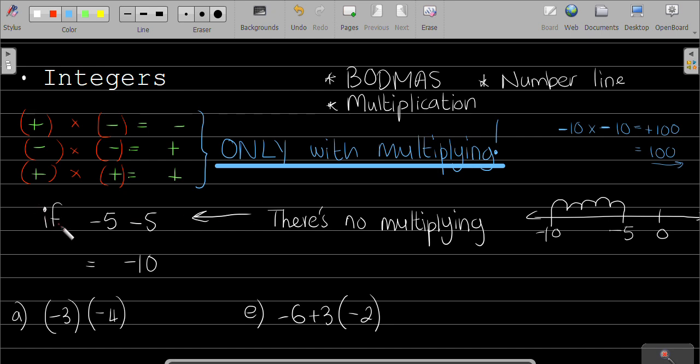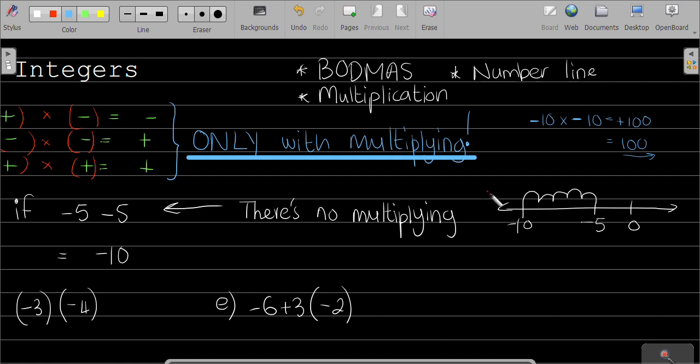So what I mean is this, guys. If we have this sum in our test, negative 5 minus 5, you might have thought, okay, Mr. Hing said if there's a negative and a negative, it will result in a positive. But no, don't think that. That's only when we're multiplying. When you see minus 5, there's no multiplying here, guys. So what we need to do is think about our number line.